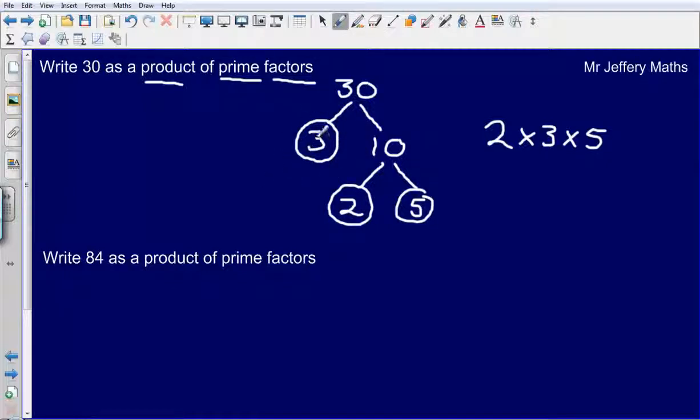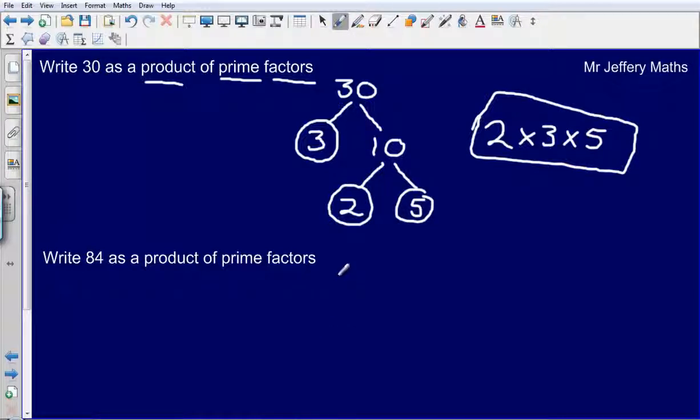You can't carry on doing it, because the only way that you can make 3 is by doing 3 times 1. So what I could say is that 30 written as a product of prime factors is 2 times 3 times 5. So what prime numbers can I multiply together to make 30? I could multiply 2, 3 and 5 together. I can check that my answer is correct by actually doing this sum. If I just do this very quickly, it should give me an answer of 30. So 2 times 3 gives me 6, multiplied by 5 gives me 30.